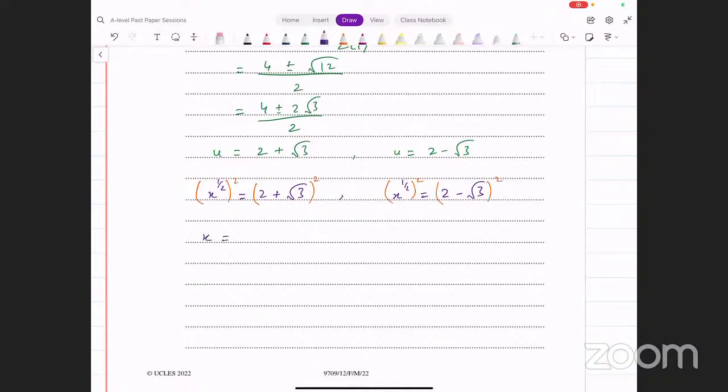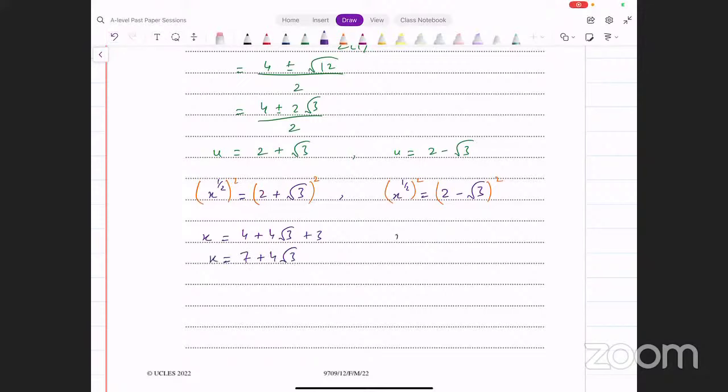What do we get when we do that? We get x equals 4 plus 2 into 2 into square root of 3. That's 4 square root of 3 plus square root of 3 whole square. That is 3. And that gives me 7 plus 4 square root of 3. That's one value of x.